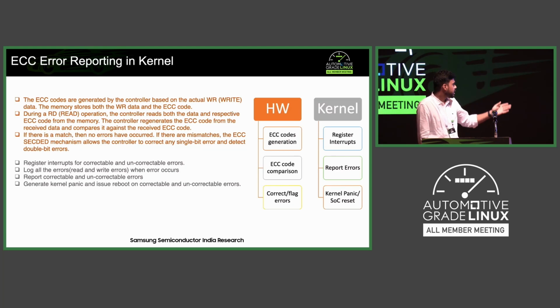For this, we have a mechanism called SECDED, which is single error correction and double error detection logic. Basically we have two kinds of errors, single bit error and double bit error. Single bit errors are correctable errors and double bit errors are uncorrectable errors. By itself, the DRAM controller has the feature to detect the single bit error and correct it also. But the double bit error cannot be corrected by the controller.